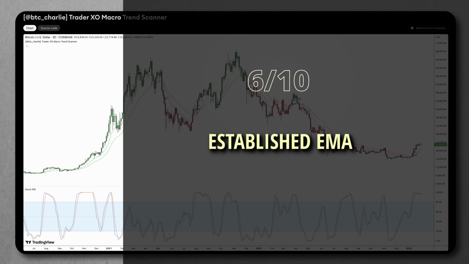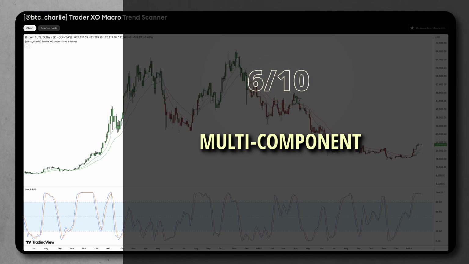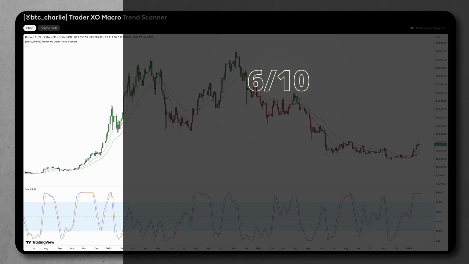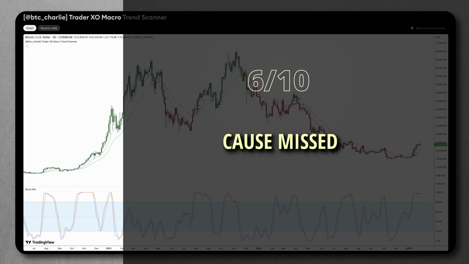It combines established EMA crossover methodology with stochastic RSI filtering and implements a counting system to reduce false signals. While the multi-component approach provides confirmation, the resulting complexity and inherent lag from multiple filters may cause missed opportunities in fast-moving markets.